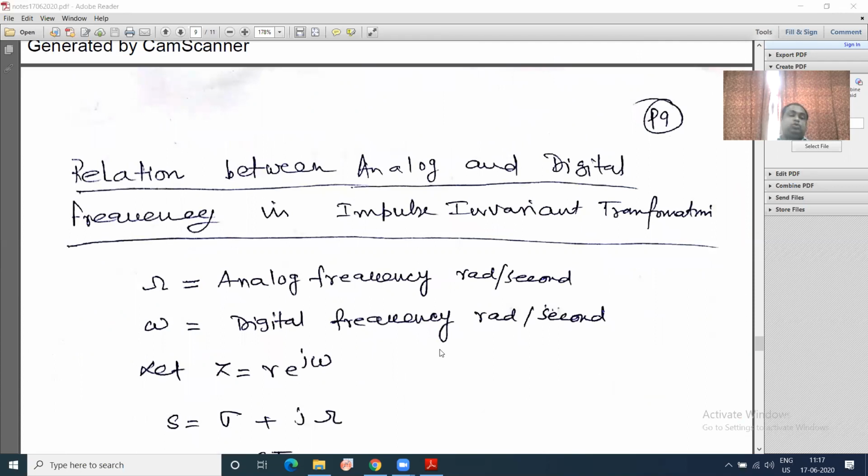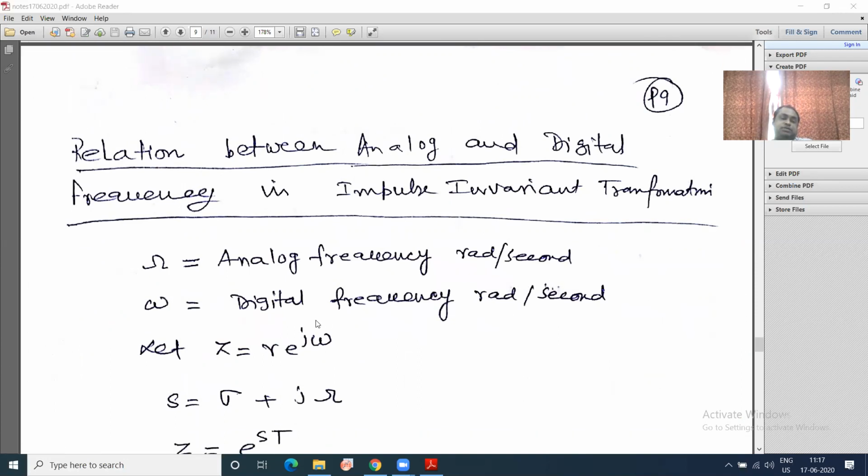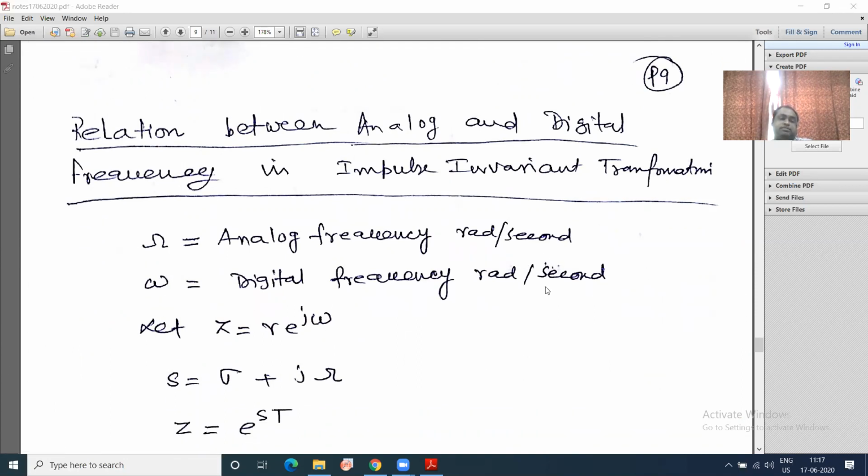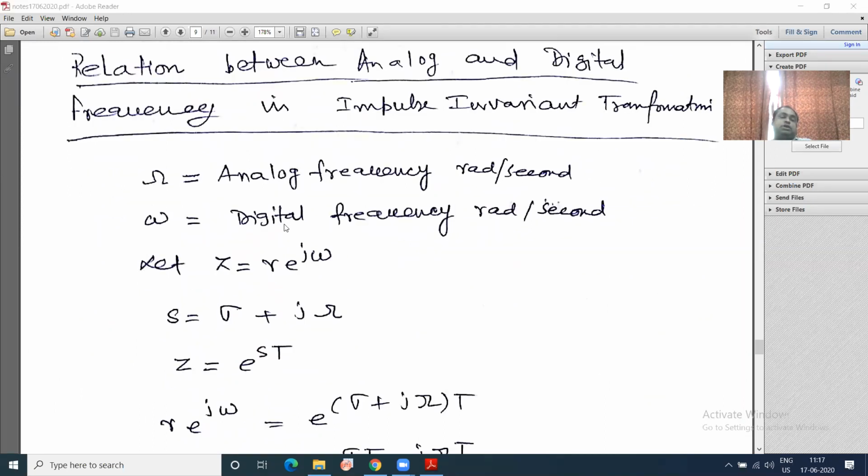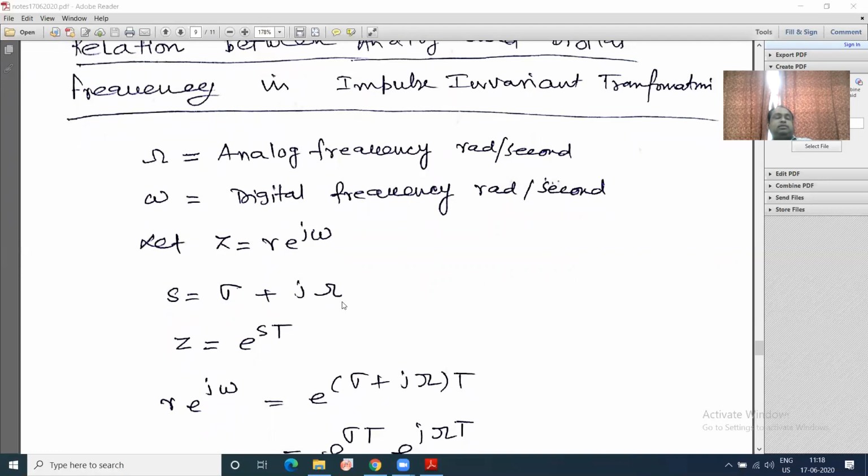Now, the relation between analog frequency and digital frequency using the impulse invariant method. Capital omega is the analog frequency in radians per second, and small omega is the digital frequency in radians per sample. Z equal to R into e power j omega, you know from the Z transform. S equal to sigma plus j capital omega, you know from the Laplace transform. Z equal to e power ST, that I have derived for the impulse invariant method.